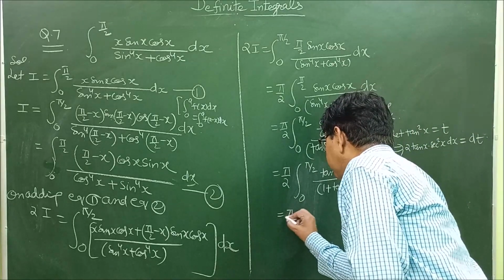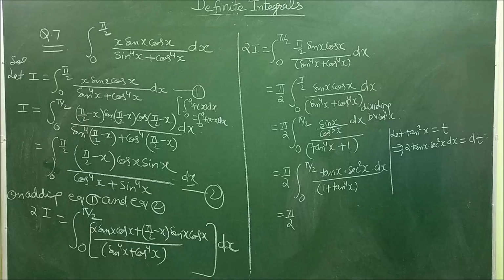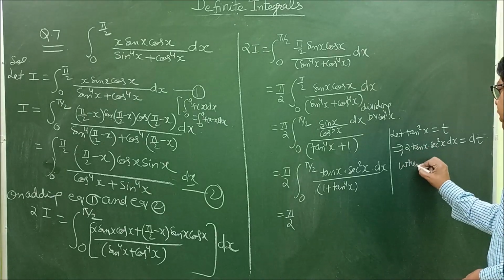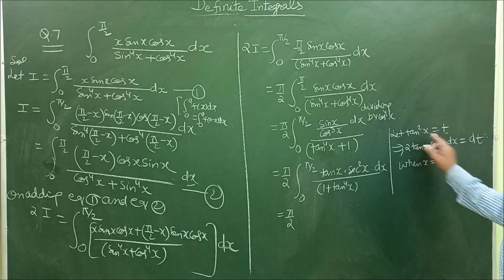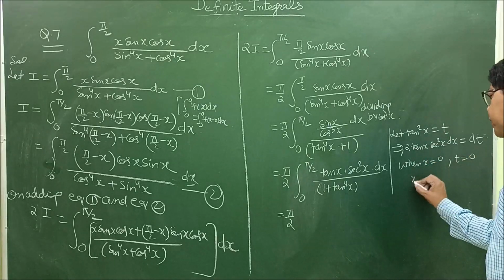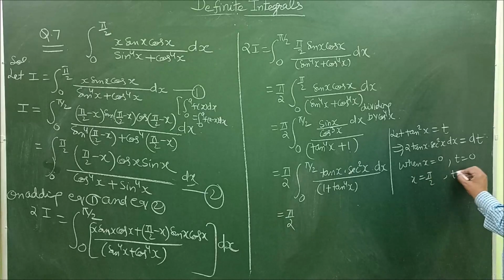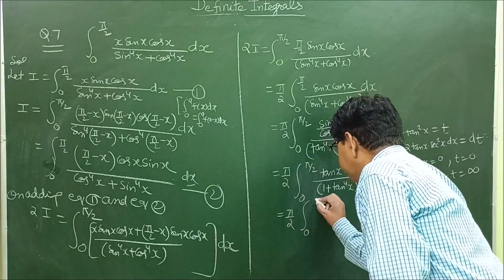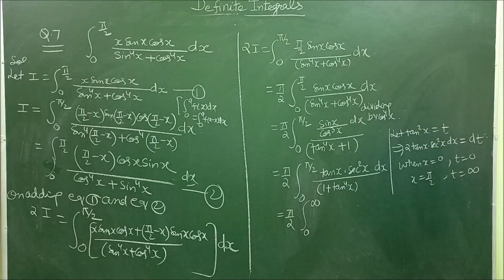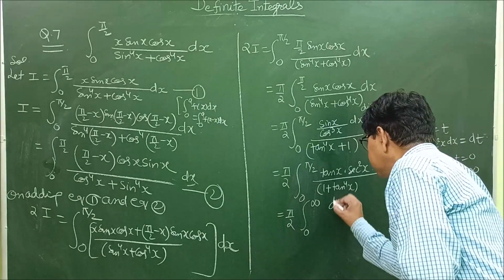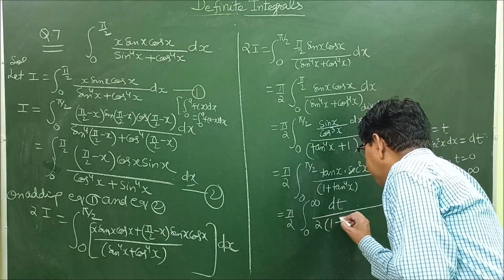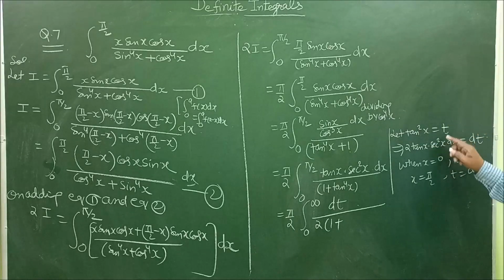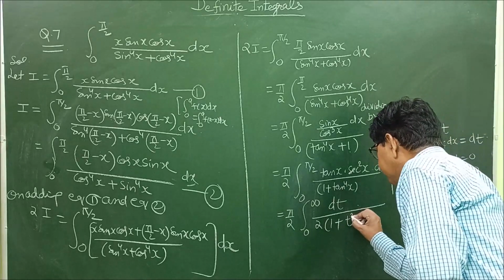So pi upon 2, and now we will have to change the limits. When x is equal to 0, t is 0. When x is equal to pi by 2, t is equal to infinite, because tan square infinite is equal to infinite. So the limit changes from 0 to infinite, and tan x sec square x dx is replaced by dt upon 2, into 1 plus tan square x is t, so tan 4x is equal to t square.